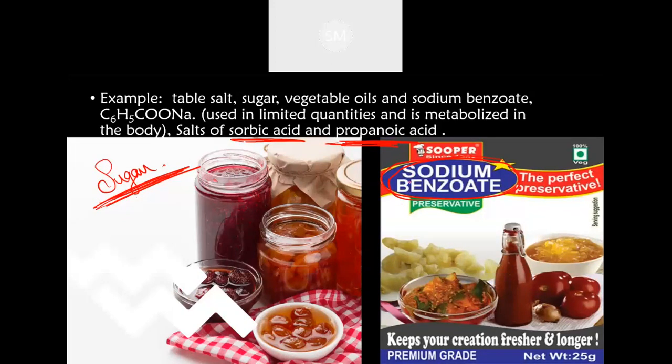One more common example you will come across, a chemical substance which is used as a preservative, is sodium benzoate. Okay, this you will see in most of the labels. You will find it in jam, you will find it in ketchup. So most of the compounds used nowadays contain this as a preservative.